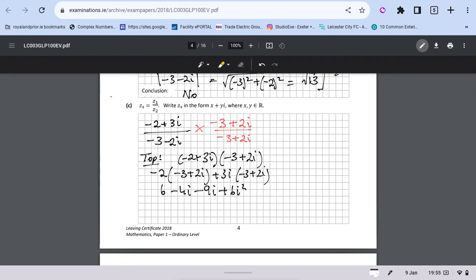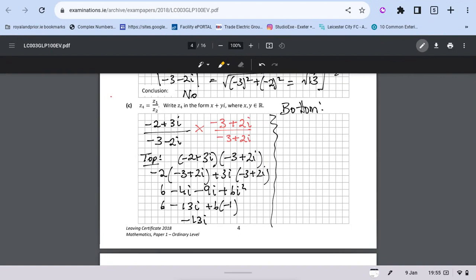And when we see i squared, remember alarm bells are ringing. Fire in your minus 1. And when you do that, 6 minus 6 is 0. We're just left with minus 13i on the top. Now work out your bottom.